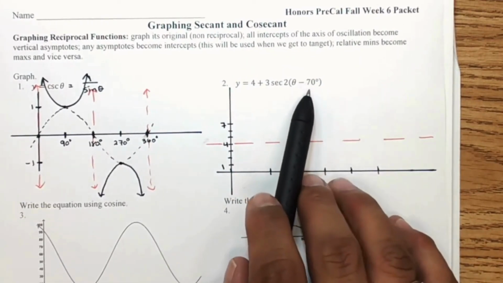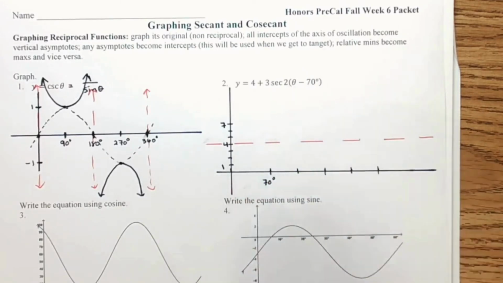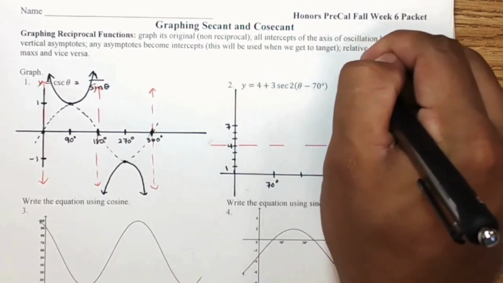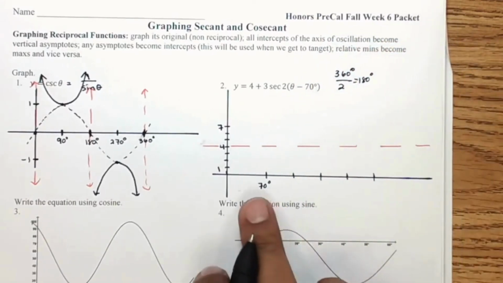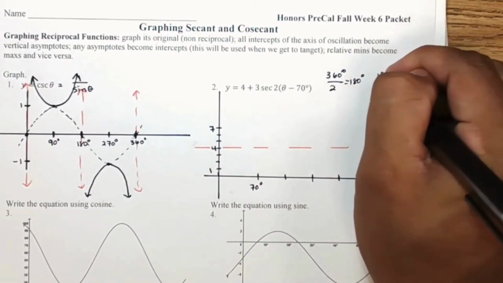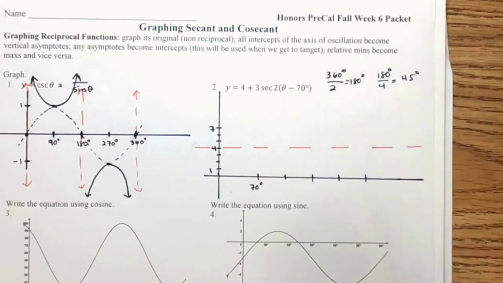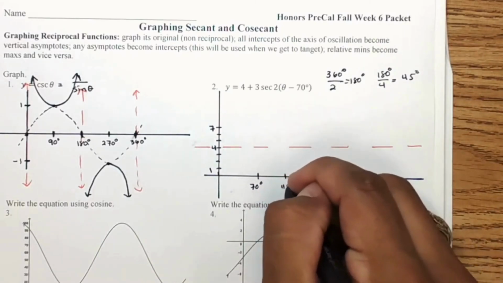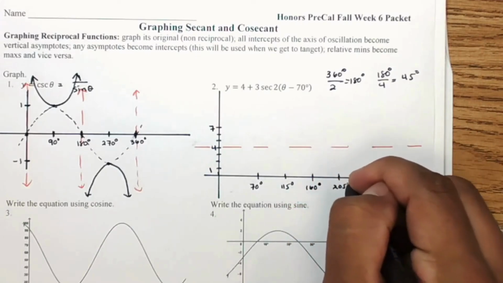Well, my phase shift is to the right 70 degrees. So I'm going to start here at 70 degrees. My period length needs to be divided by 2, so we get 180. That means from the beginning to the end, it's going to be 180 degrees. But what are my quarter points? You take that divided by 4, and you get 45. So we're going to go in intervals of 45 degrees. So we end up getting 115, 160, 205, and 250.